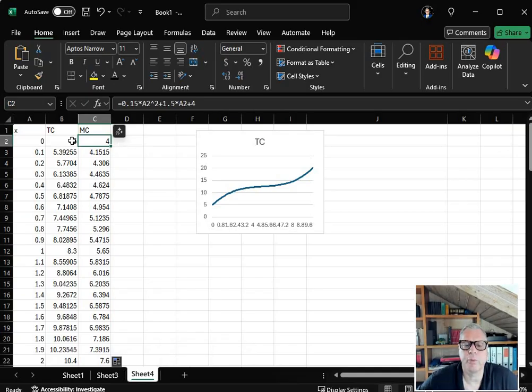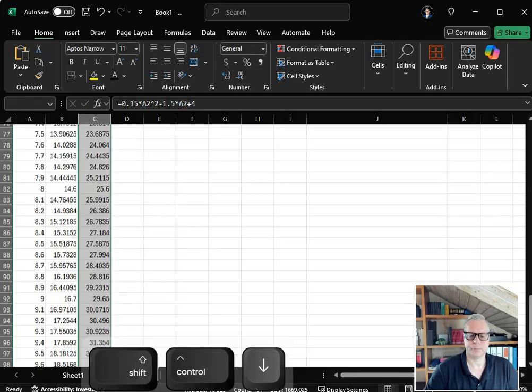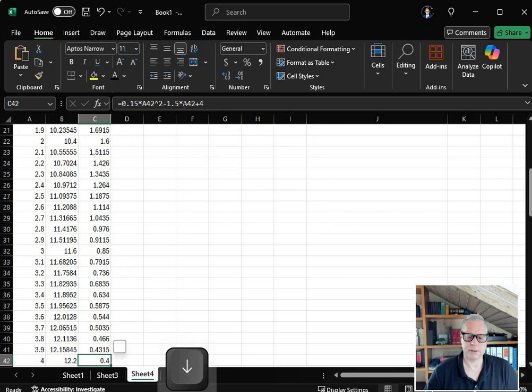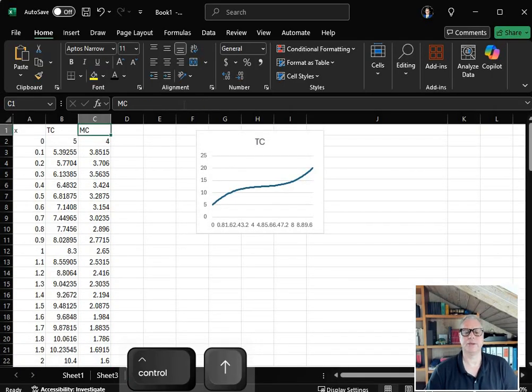And I think there's something wrong. So this is 0.15 x squared plus, oh, there was a minus, I believe. Oh yeah, that's a minus here. Okay, that looks U-shaped because the values go down and then they go up again. Okay, so that looks correct.